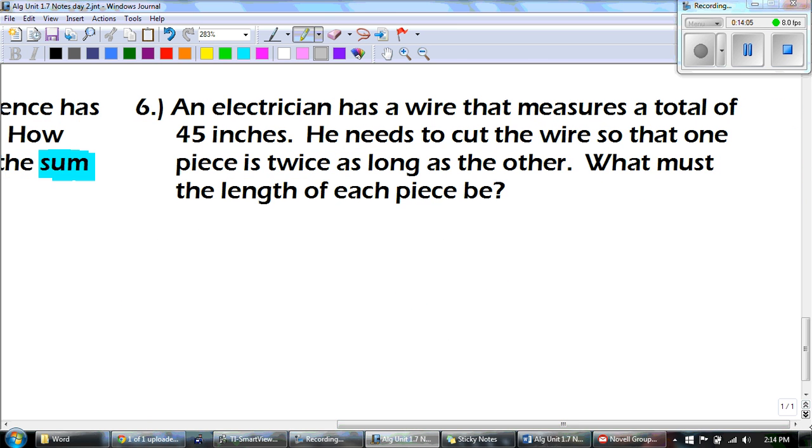All right, last one. Man, that bell is loud.